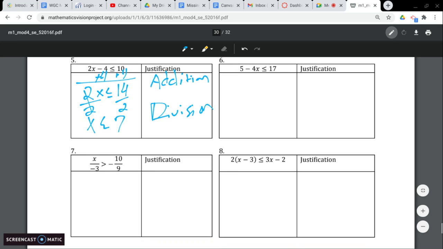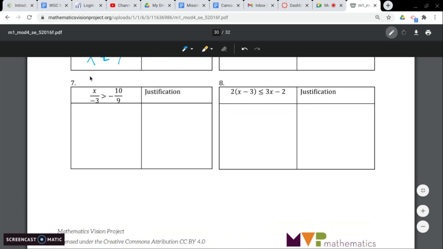Justification is division. Number 7, we have x divided by -3 is greater than -10/9. So what we're going to do is multiply by -3, because to undo division, we need to multiply. So that cancels this out. So we have x. Now remember, we multiplied by a negative, so it flips the inequality symbol. And now we're going to have -30/9. And this is multiplication.